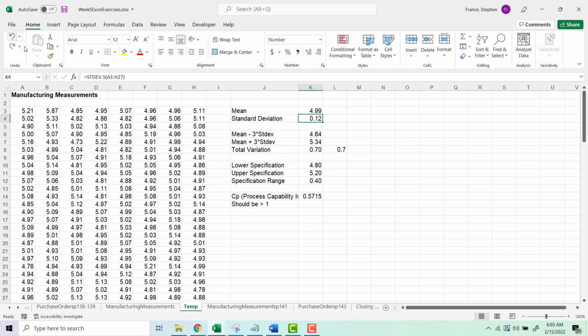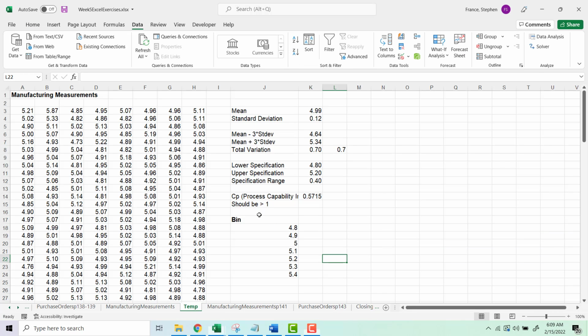Here we are. This is not a very capable process, in that this is our quality standard. We want it from 4.8 to 5.2, but 99.7% of the observations, again if you look at the book, Chebyshev's inequality, actually have this range between 4.6 and 5.34. And so the spread is just too wide relative to our actual specifications.